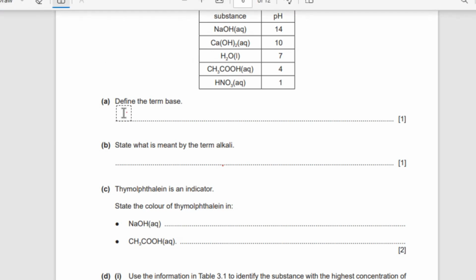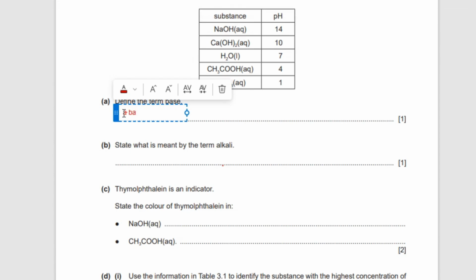Okay, so here we go. A base is a proton acceptor. Okay, that gives you your 1 mark. A base is a proton acceptor.